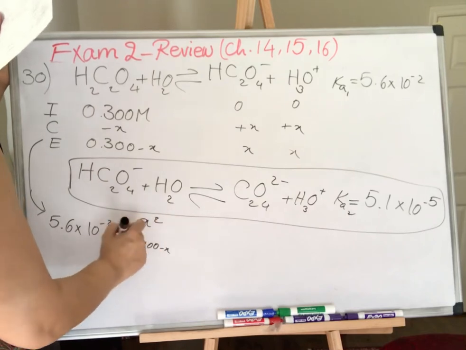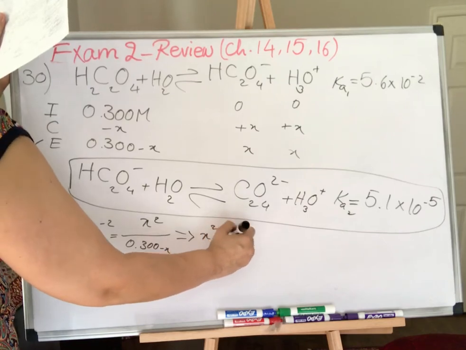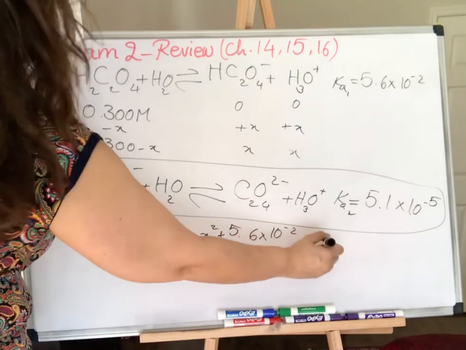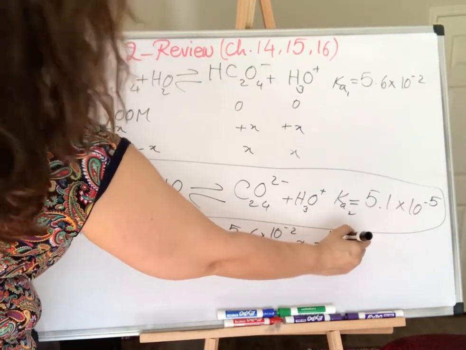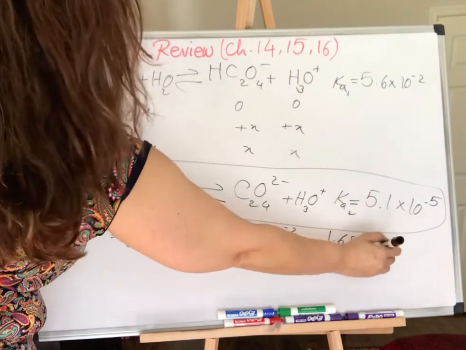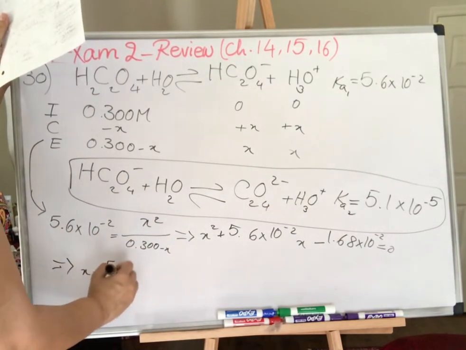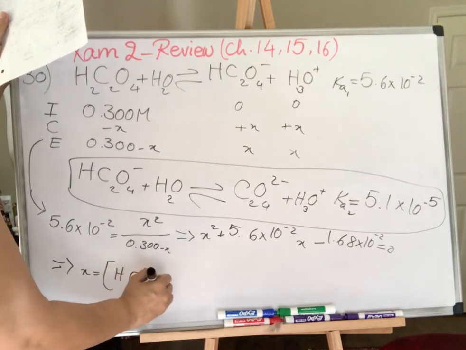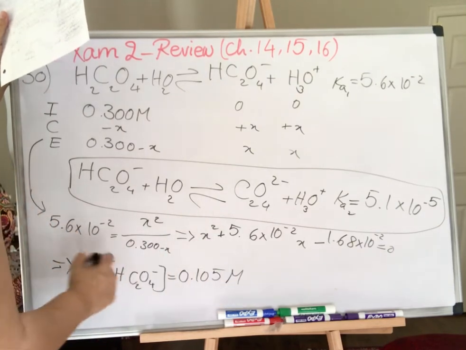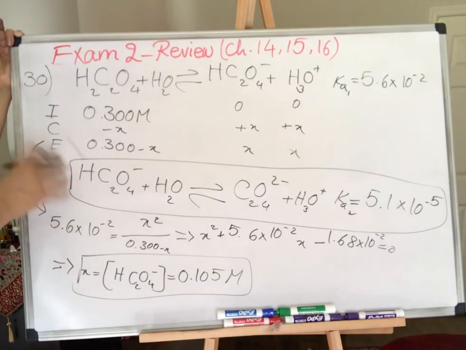Then your quadratic equation form is going to be x squared plus 5.6 times 10 to negative 2 x minus 1.68 times 10 to negative 2 equals 0. Then you will find two values for x. The acceptable value for x, the positive one, is going to be 0.105 molar.